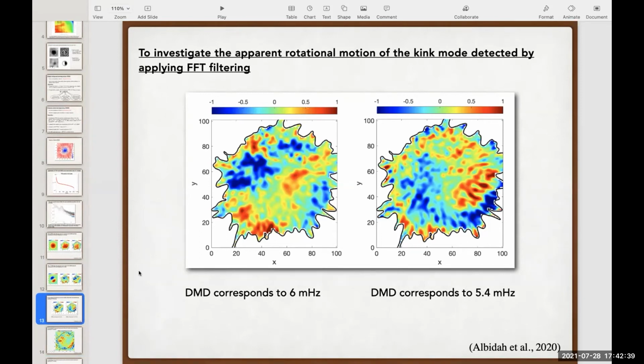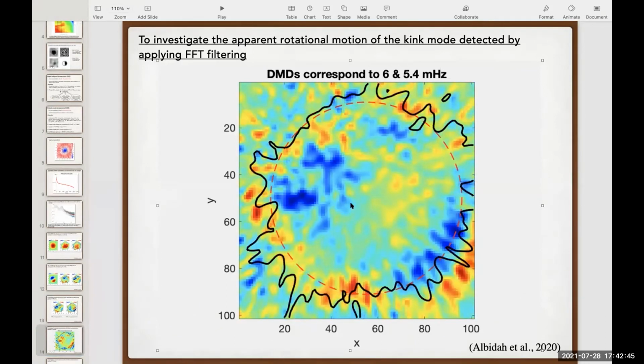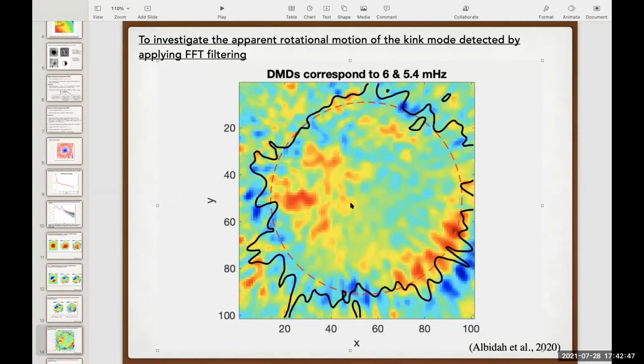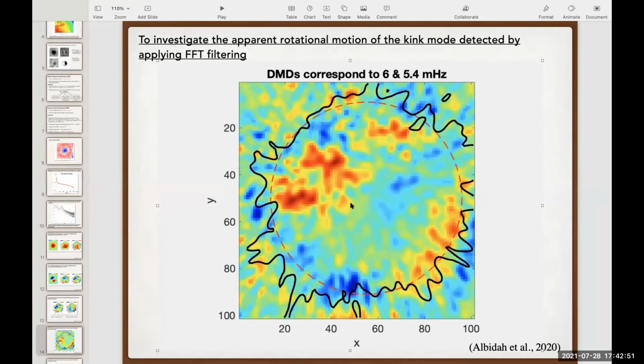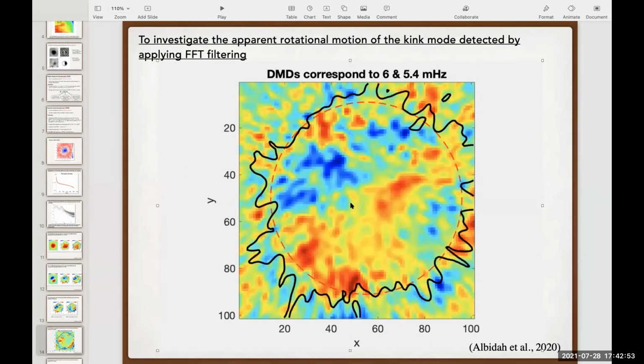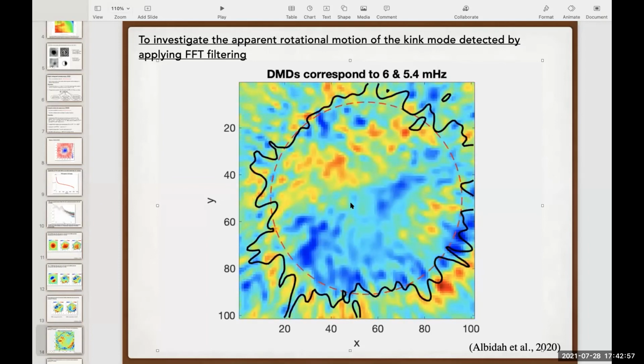If we superimpose these two DMD modes, we get this movie. You can see the movie is running now, and a rotation is appearing. This is a superposition of two DMD modes just to recover the rotation.